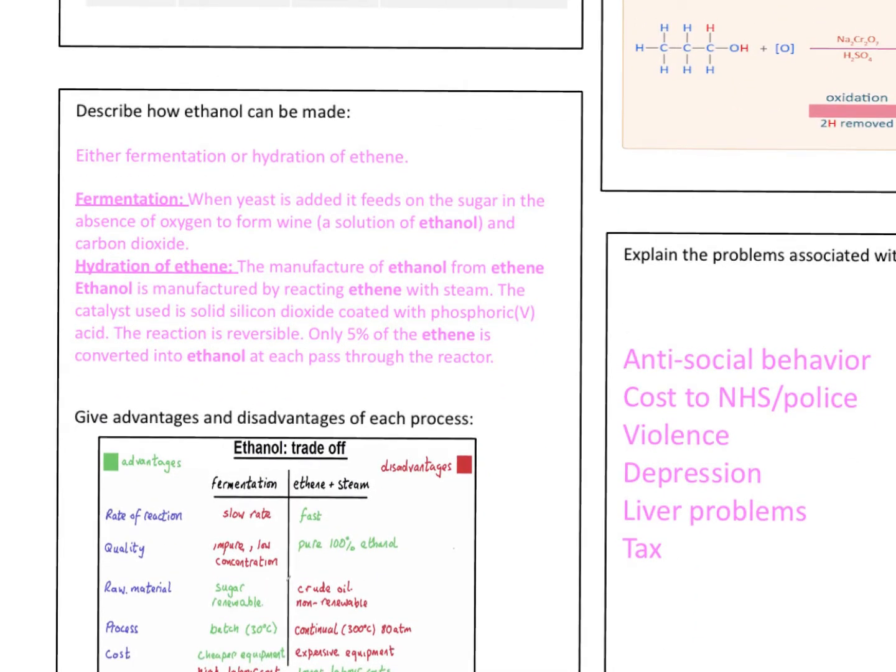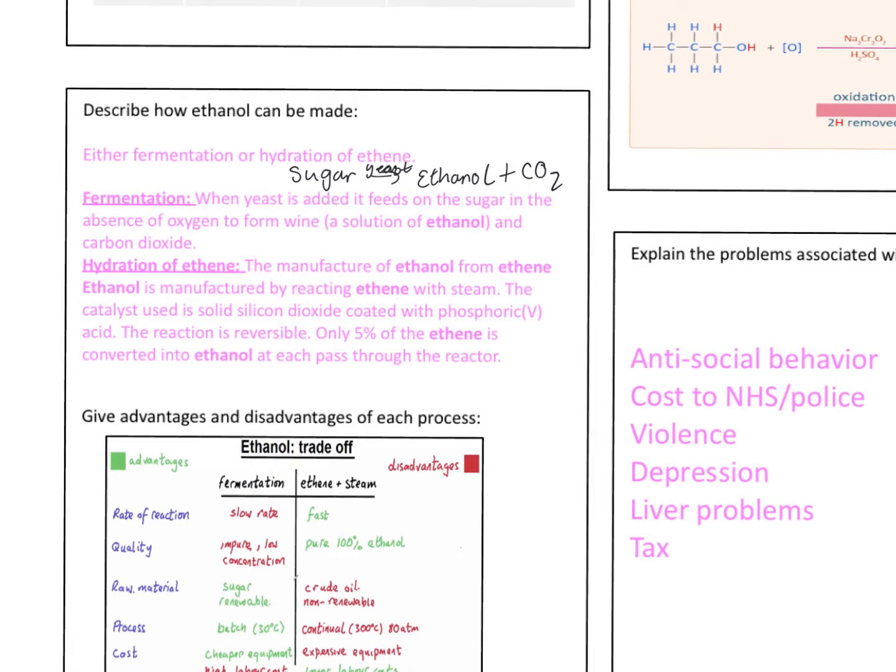You can either ferment a sugar, so sugar, yeast, catalyst, and then that will make the ethanol that you want plus CO2. But then you can also hydrate ethene. Ethene looks like that. It's a hydrocarbon with a double bond. You can add some more hydrogen essentially to it in the form of water.